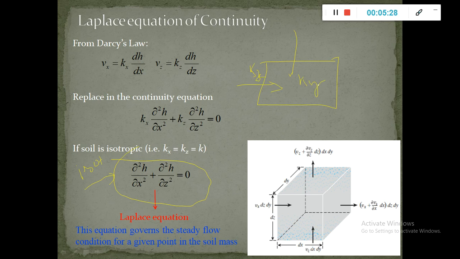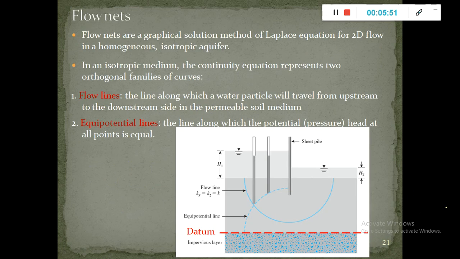So now this is the permeability in x direction and y direction. If the permeability in x direction is equal to the permeability in y direction, then it is known as isotropic, right? In the isotropic case, the Laplace equation becomes del square h by del x square plus del square h by del z square equals 0. Then we'll move to the next part.